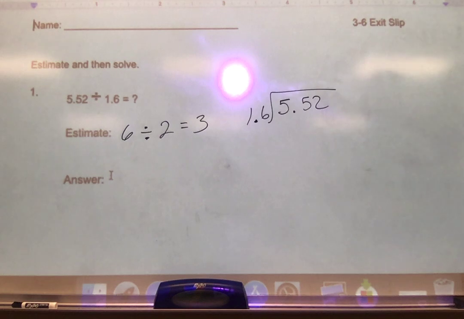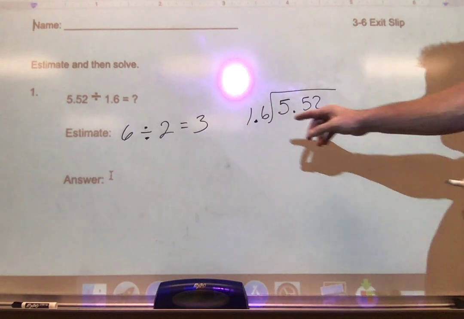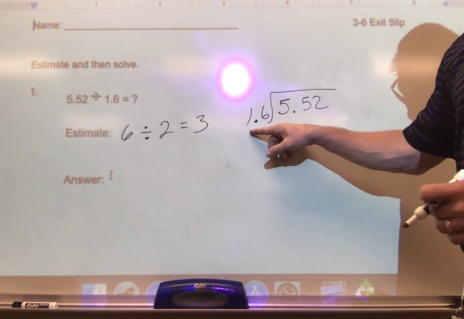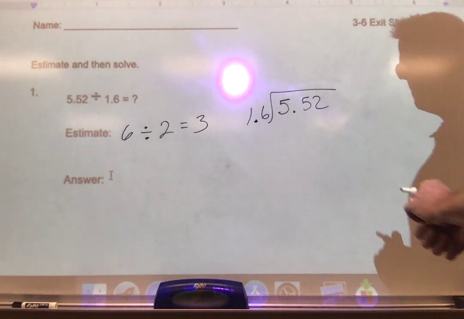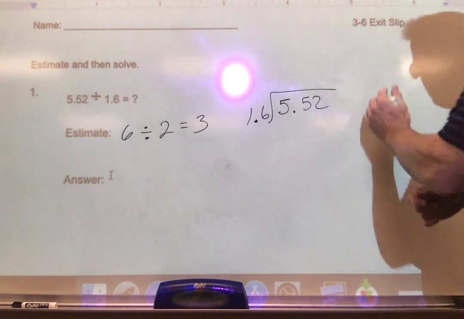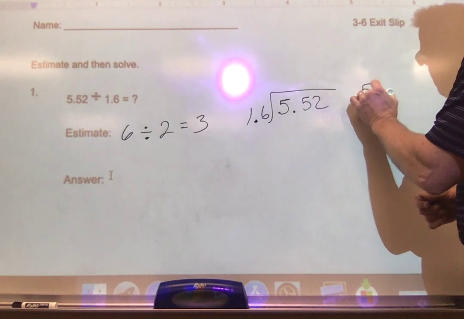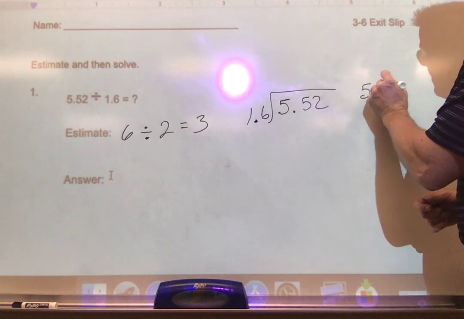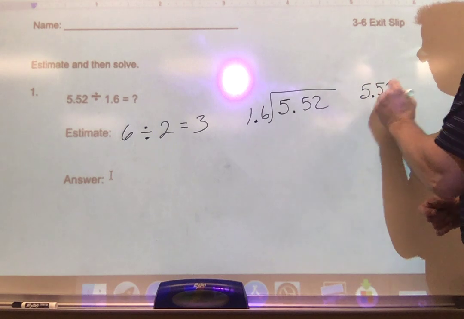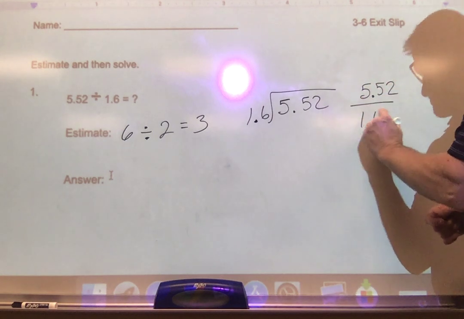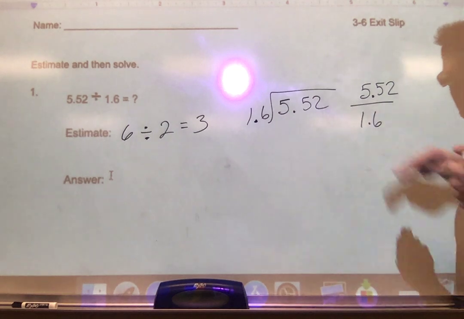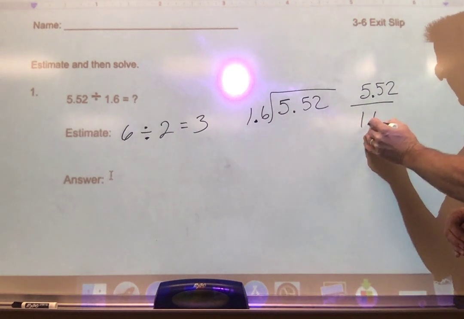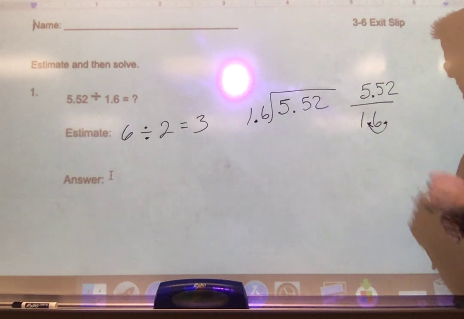All right, so how do I handle this decimal? It's really tough to make groups of 1.6. We want to make this a whole number, the traditional way to do it, to make it a little bit simpler. Before I do that, look at this as a fraction. Remember, I can write division with the fraction bar. This is 5.52 divided by 1.6. If I want to make this a whole number, I know that this divisor here, I can take it times 10 to make it 16.